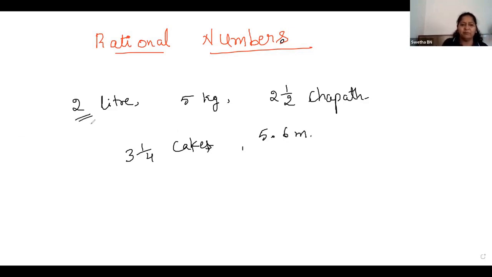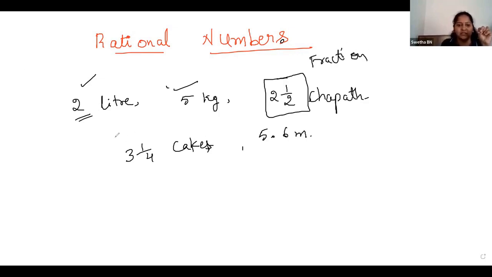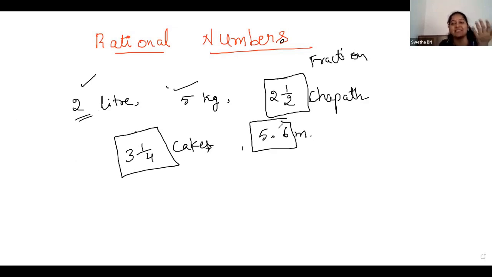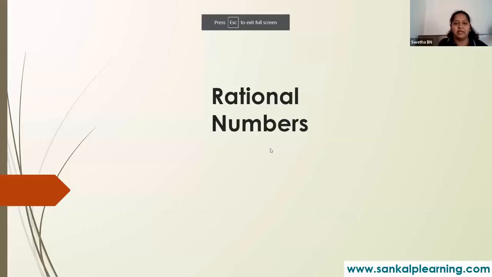See, we use all these numbers in our daily life. I have used different types of numbers here. 2 is a whole number, 5 is a whole number. What is this 2.5 chapati? That is a fractional number. Here also we are using fractions. And what is this 5.6? That is a decimal, children. So we are using all types of numbers. But okay, let us go one by one. Rational numbers.